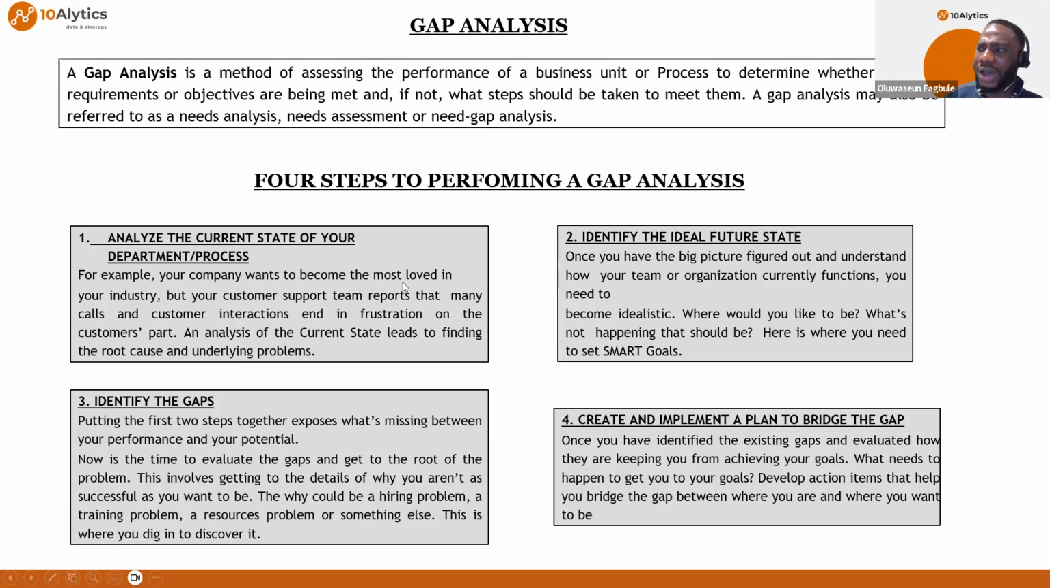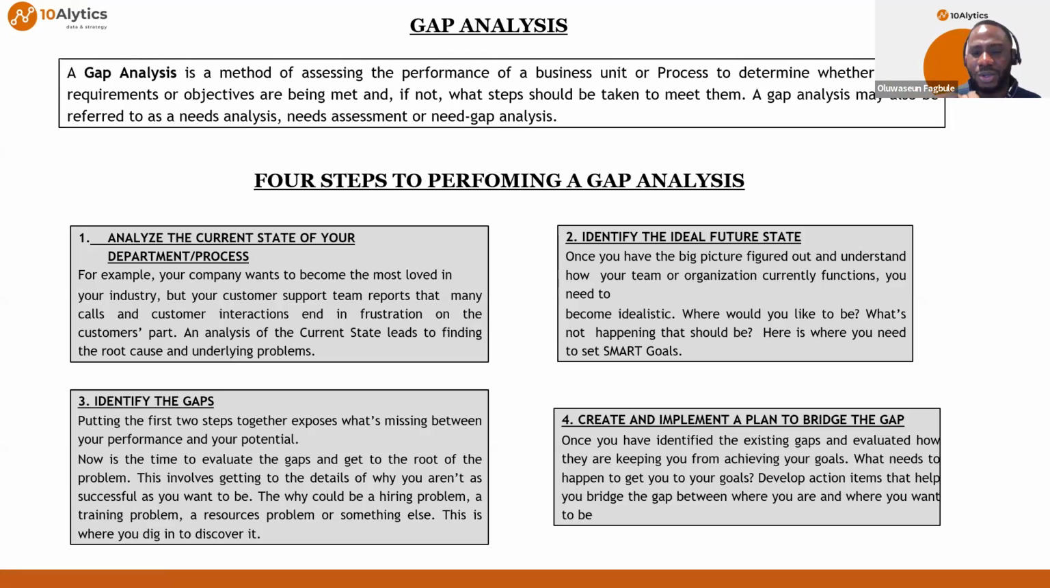Number two, after you've analyzed the current state, is to identify the future state, the ideal future state. Who can remind us what the business analysis term for future state is? The to be, fantastic. So you need to identify the ideal future state, right? Once you have the big picture figured out and understand how your team or the process works, then you want to become idealistic. Where would you like to be?